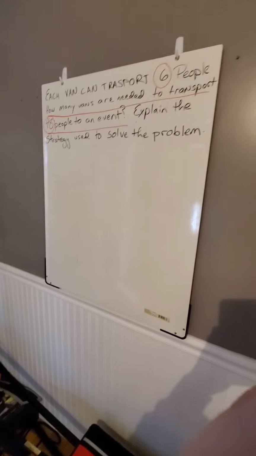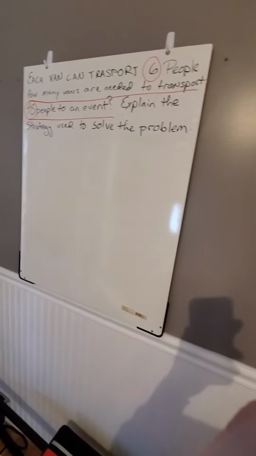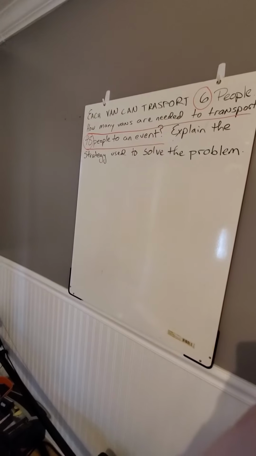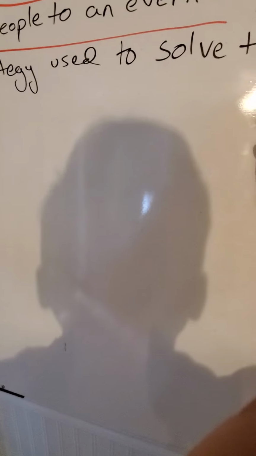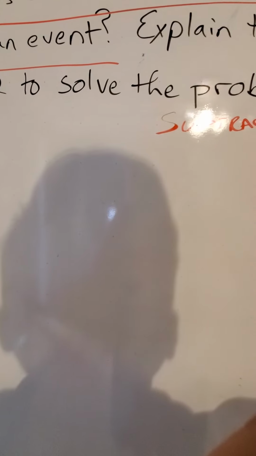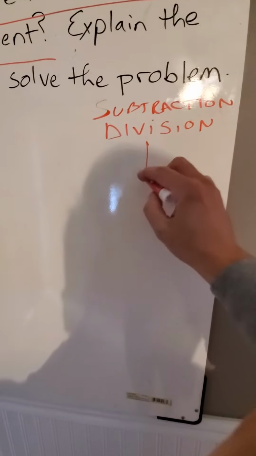Now, third question. If I think about this and reason this out, do I think that I'm going to have more vans than the amount of people? Do I think my answer is going to be more than 48 or less than 48? Well, if I have 48 people and each van is going to fit 6 people, I know that the number should be lower, right? So that automatically means that I'm going to use either subtraction or division. Because when I use one of these, the number goes down.